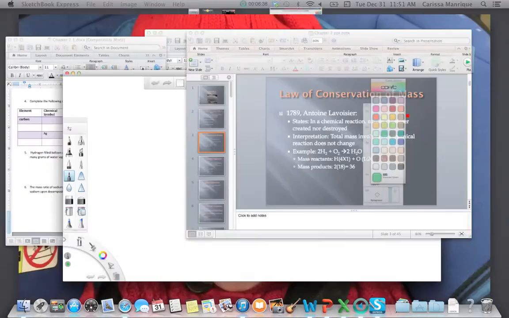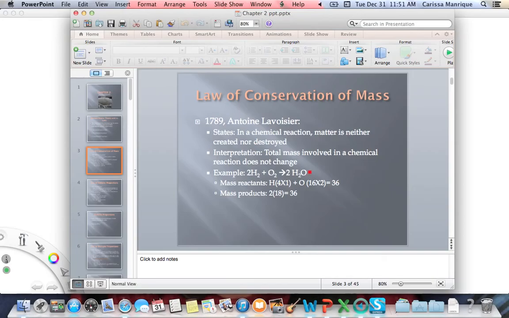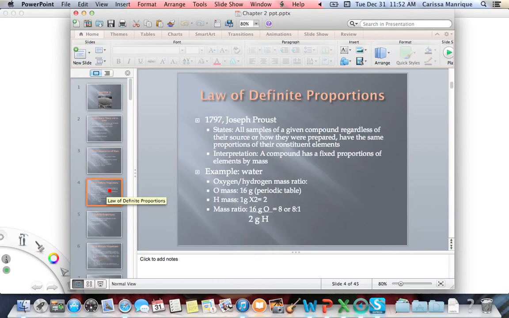So that's all that says. The weight of the reactants has to equal the weight of the product. So you can't create or destroy matter, okay? Hydrogen and oxygen can combine to make water. It can make a different substance, but the actual weight has to remain the same. Let's look at the next law.